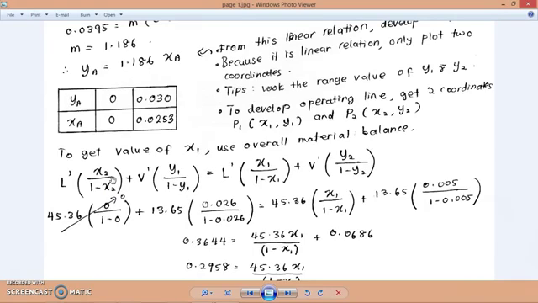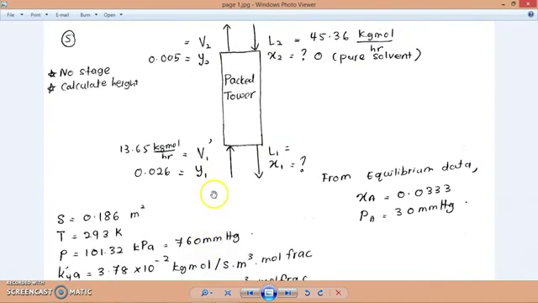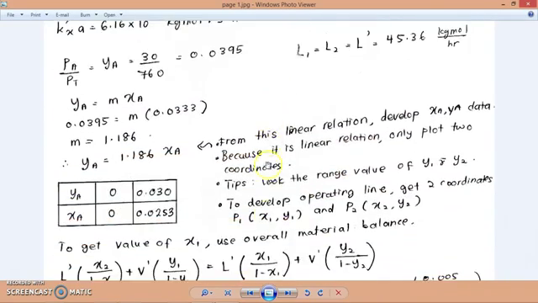So in order for us to plot the operating line, what you need to have is two coordinates, which is point 1 and point 2. And as you see in this diagram, okay, coordinate for point 1 is actually refers to x1, y1. Coordinate for point 2 is x2, y2. And we only yet to know the value for x1. So that's why we have to solve x1 using its material balance.